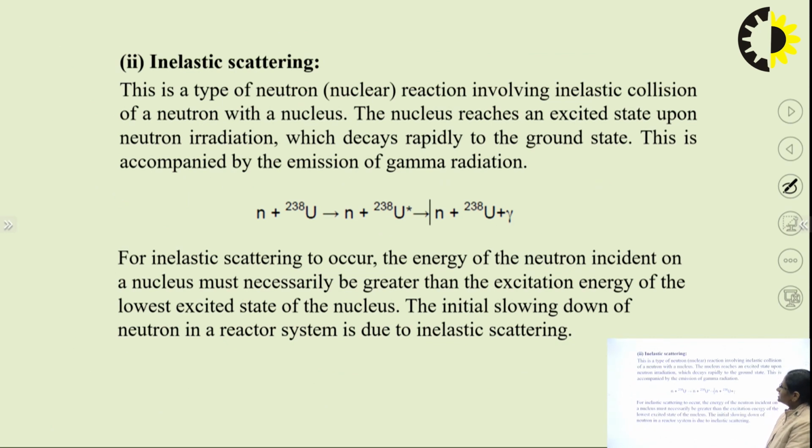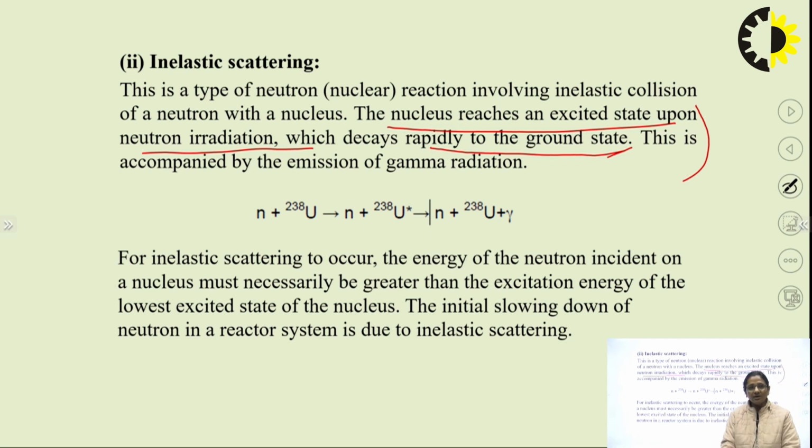Then comes the inelastic scattering. This is a type of nuclear reaction involving inelastic collision of a neutron with the nucleus. The nucleus reaches an excited state upon neutron irradiation, and decays rapidly to the ground state. This is accompanied by emission of the gamma radiation.